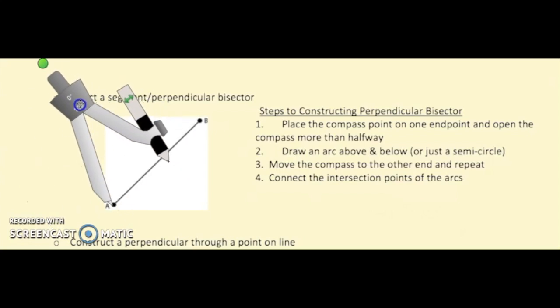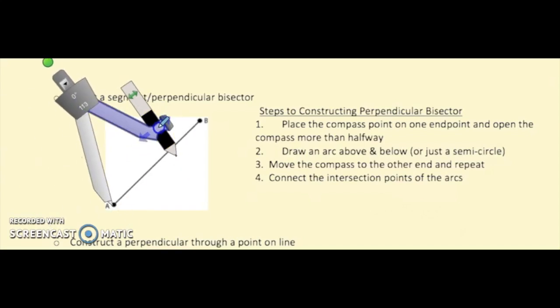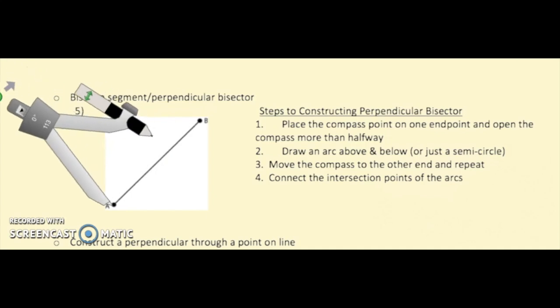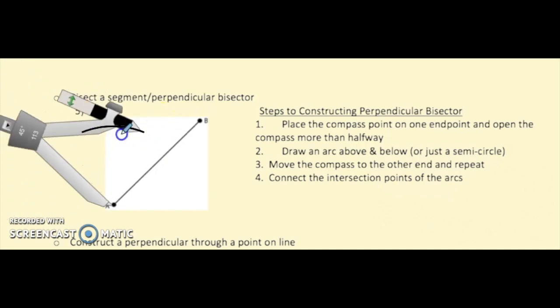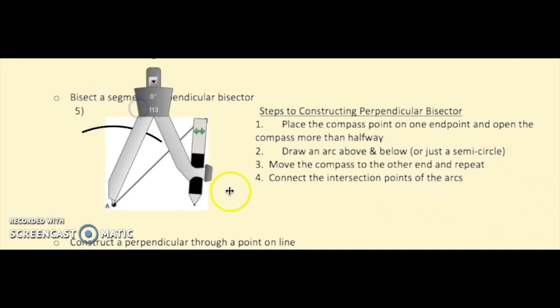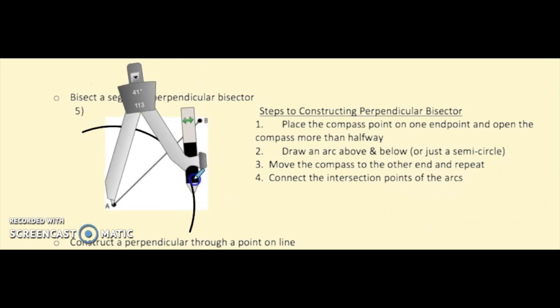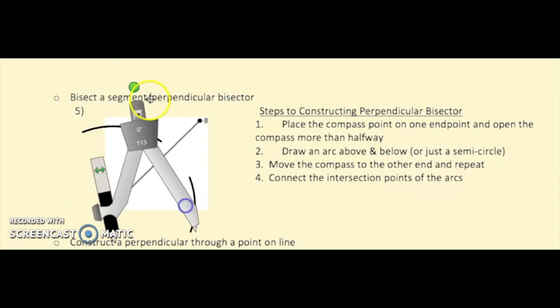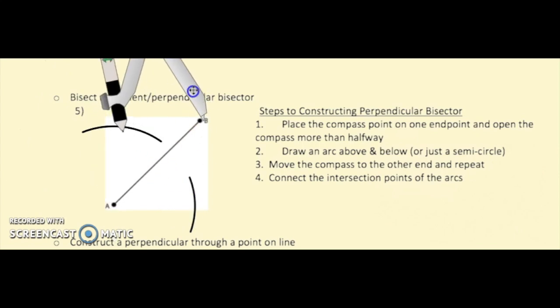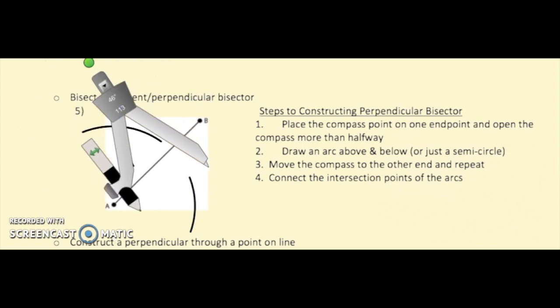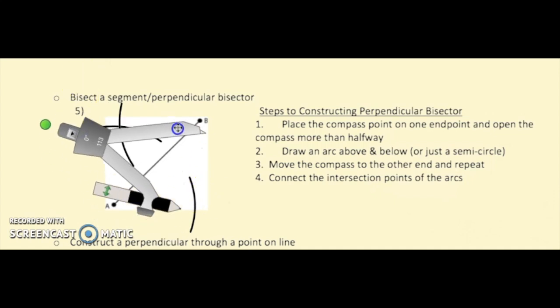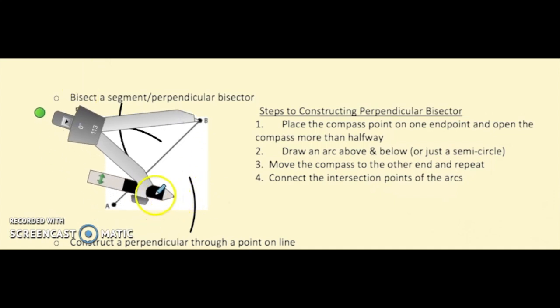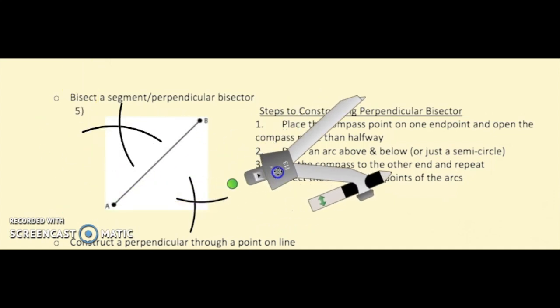Our second construction is bisecting a segment. So I'm going to put my compass at one endpoint, open it more than half the length, and swing an arc on one side and then move it to the other side and swing an arc below. You could also do a full semicircle here if you wanted. Then I'm going to move my compass to the other endpoint without changing the distance that it's open, swing an arc above again, and then swing my compass down and swing an arc below. And again, you could do a full semicircle here.